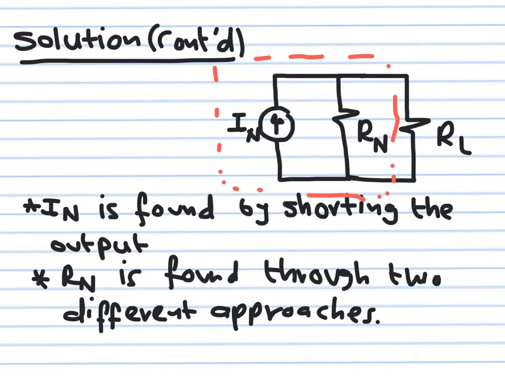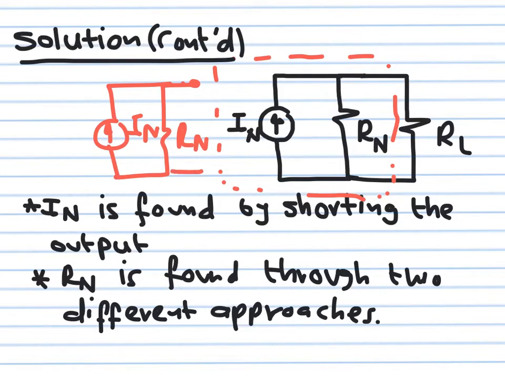Now, how to find R Norton? There are again several ways of doing it. One way, which is fine, is to create an open circuit: get rid of RL and create an open circuit. So this is now how the circuit looks. This is R Norton, I Norton, okay? The open circuit voltage you're going to be measuring, which is this one here, is I Norton multiplying R Norton. So if you know I Norton already, you can get R Norton.